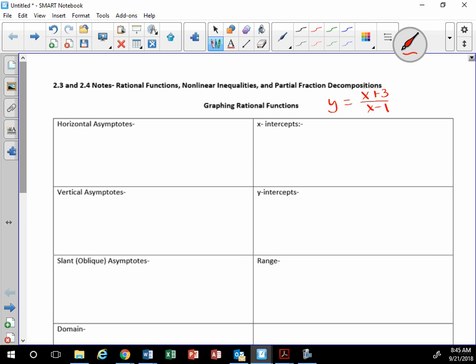All right, so horizontal asymptotes. That was the whole top heavy, bottom heavy, or equal when you're looking at the degree, okay? If it is bottom heavy, for example, y equals x over x squared minus 1. Okay, do you see how that's bottom heavy? Degree of the denominator is bigger. Your horizontal asymptote is always y equals 0.